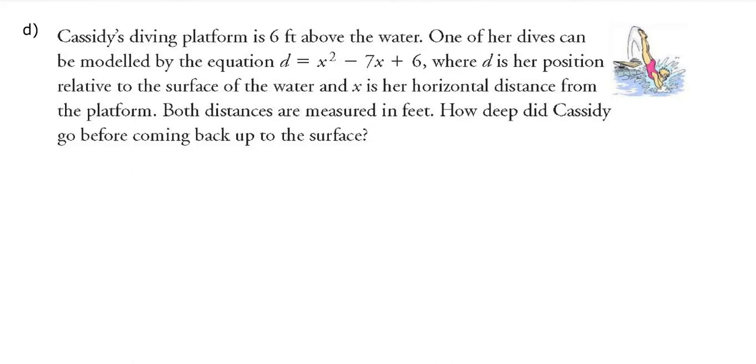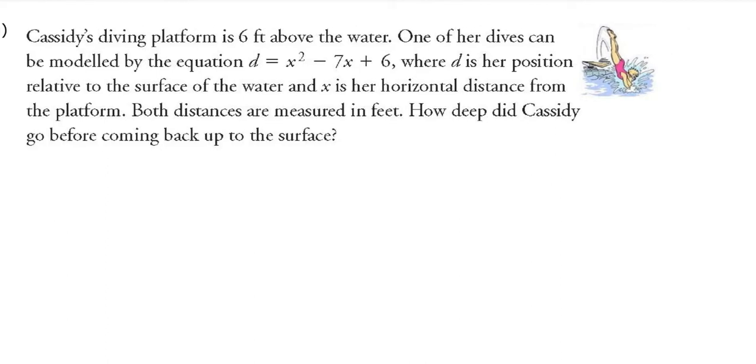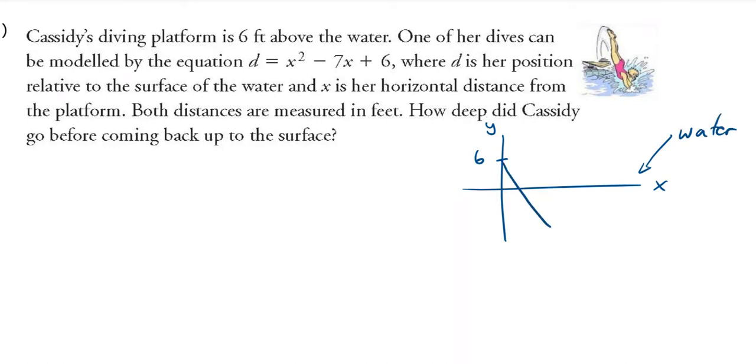Okay, so think of a visual for this situation. We have an x and y axis. X, y. Cassidy's diving platform is 6 feet above the water. I'm calling the x-axis the water line. So this is the water. So she dives and comes back up to the surface. How deep did she go?